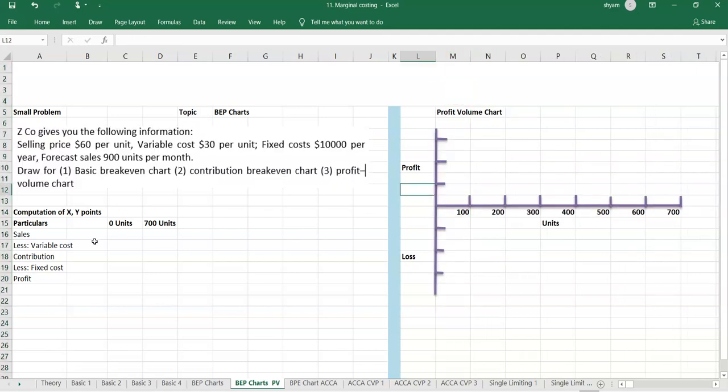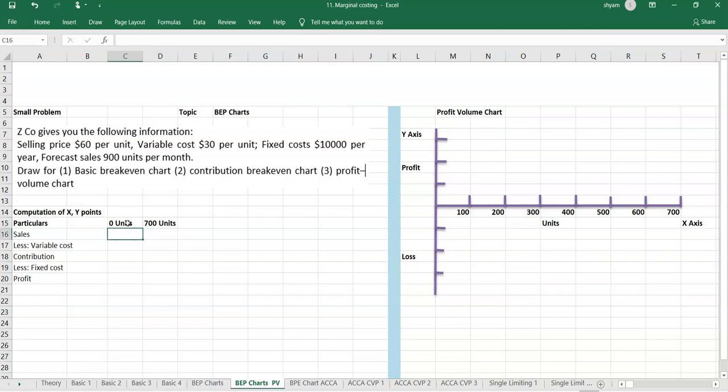To do this chart, there are only two lines here. On the y-axis, you have the profit and loss. So the profit and loss we have to put here. And on the x-axis, we put the units. So basically there is going to be only one line here, and that's the line about profit and loss and units. So we should know what is the profit at 0 units and what's the profit at 900 units.